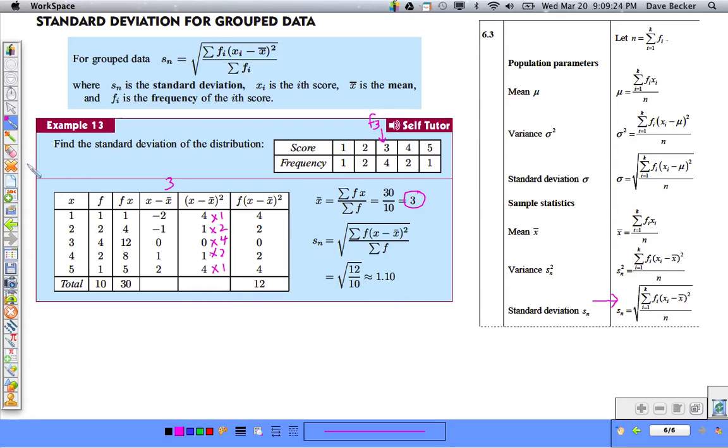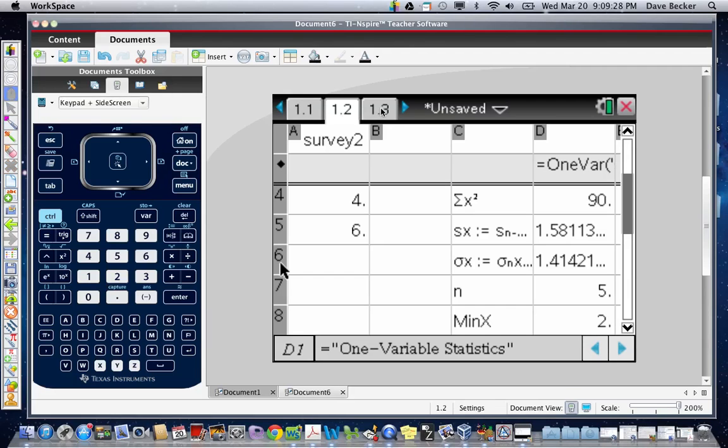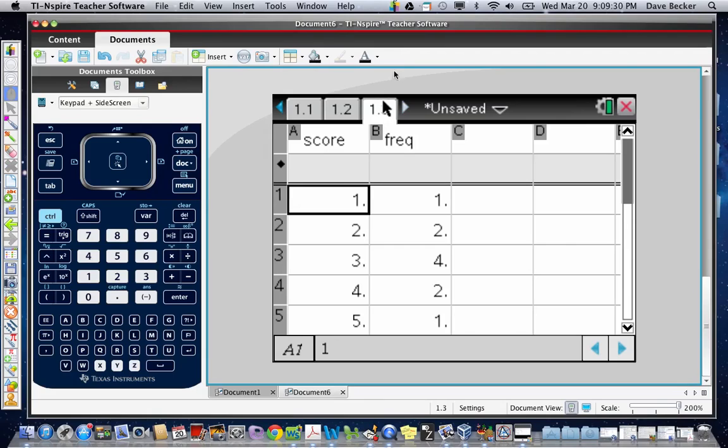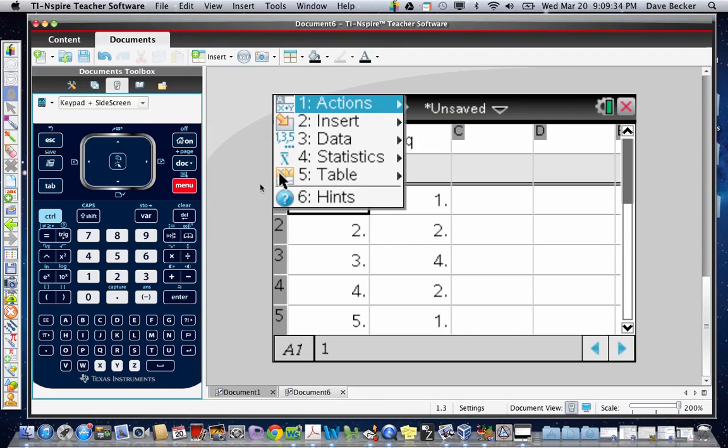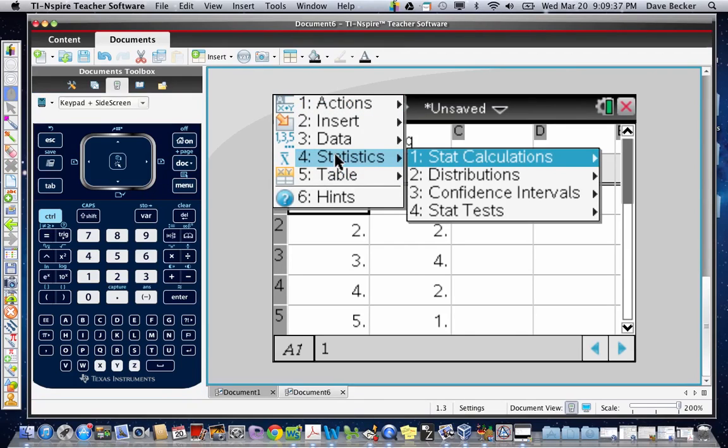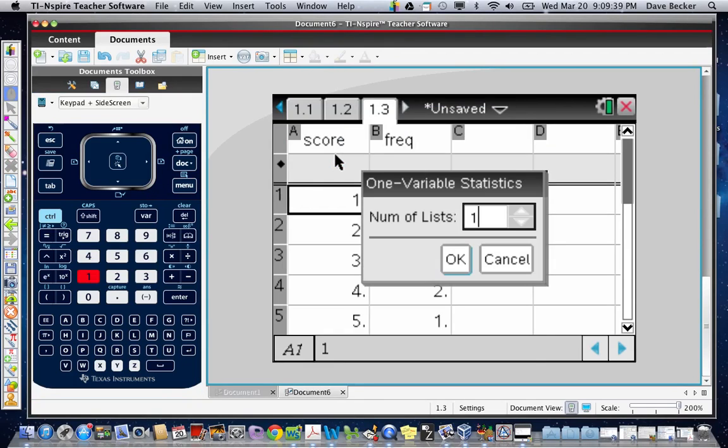On the calculator, that is very simple. We looked at that before. I entered the data in for us before, the score and the frequency. I'm going to go to Menu, Stats, Stat Calculations, One Variable Statistics. It is one list.